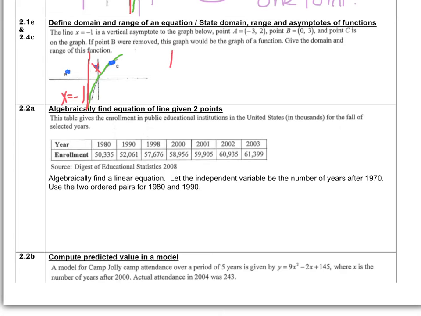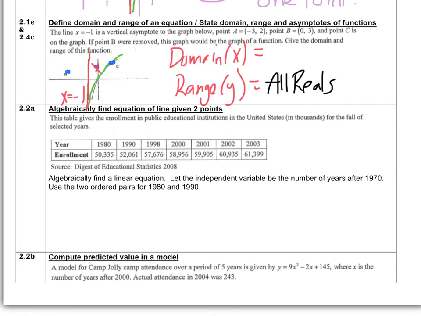So remember, the domain deals with the x's and the range deals with the y's. And I'm going to start with the range first. So the y-axis goes up and down. So as you travel on this graph, going up and down, we see that there's graph completely everywhere up and down. There is no limitation. So the range for this function is going to be all reals.